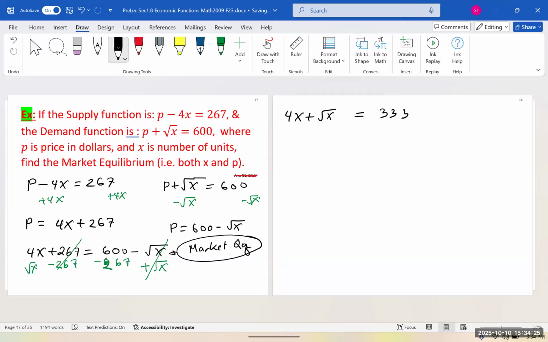And then we are stuck, right? It looks like we are stuck. So what we're going to do is go to the calculator. Subtract 333 from both sides. We get 4x plus square root of x minus 333 equals 0. I believe it will be in the calculator portion.